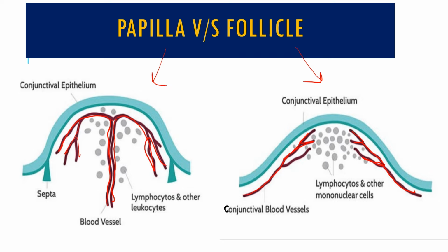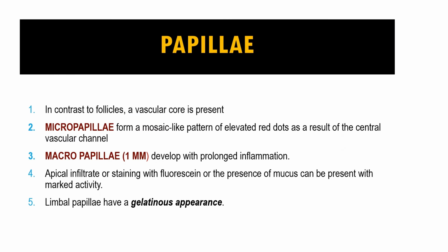Apart from that, both are elevated, both are covered superiorly with the conjunctival epithelium, and in the subepithelial area you have lymphocytes and other leukocyte accumulation. So first let us talk about the papillae. As I told you, in contrast to follicles, papillae will usually have a vascular core present.